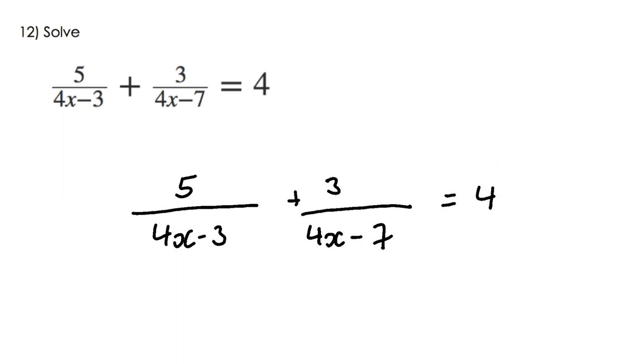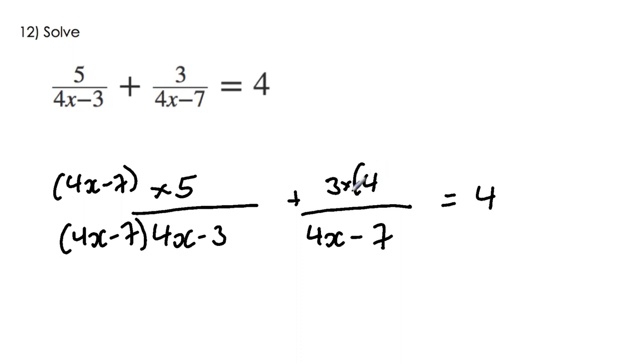Now what we need to do next is to find a common denominator by multiplying the left-hand side, the numerator and the denominator, by 4x minus 7. So left-hand side multiplied by 4x minus 7, and then the denominator 4x minus 7. I'm now going to multiply the right-hand side, the numerator and denominator, by 4x minus 3.